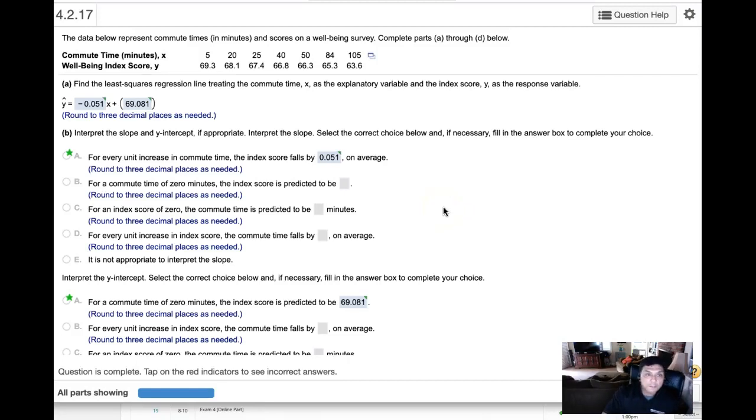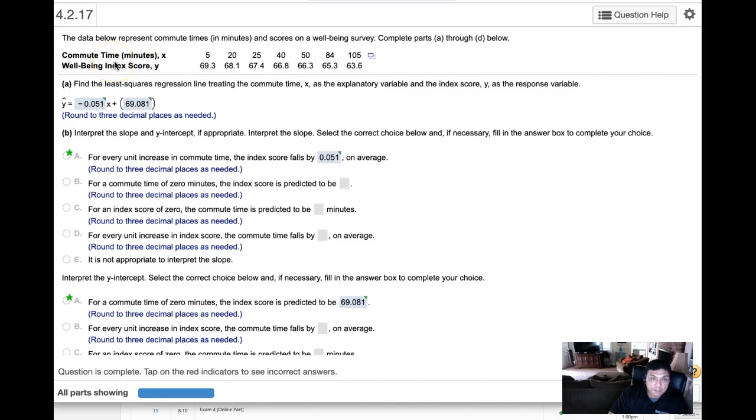Let's take a look at problem 4.217 from the online homework. It involves linear regression. So we have two variables. Again, this is what we would call bivariate data, two variables. So we're looking for a relationship between these two variables.